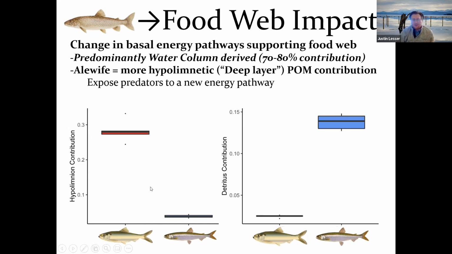So another potential food web impact might be that alewives have exposed lake trout to a completely new pathway for energy from the sun to enter their biomass, right? Giving them access to this hypolimnetic, this deep phytoplankton layer at the expense of this detrital energy pathway. So another potential food web impact that isn't necessarily biomass related.